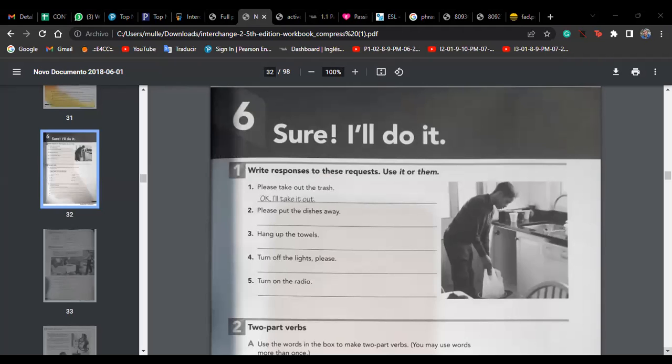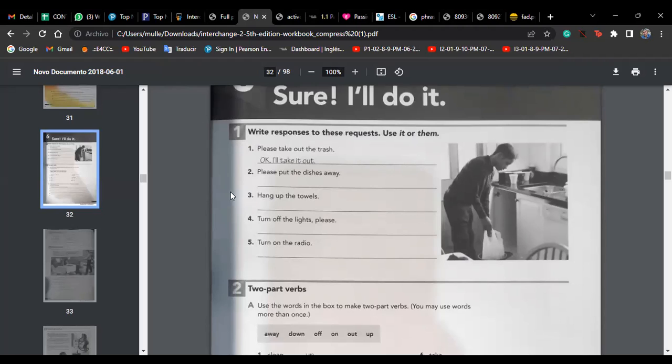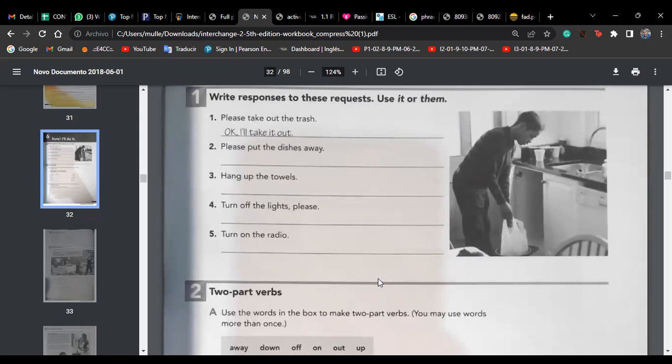Over here it says, please take out the trash. And it says, okay, I will take it out. Over here I would say, please put the dishes away. So you need to answer, okay, I will put the dishes away. I will give you 3 minutes so you can complete the 5 sentences. Let me share the picture over here in WhatsApp so you can have the exercise. Okay, there you go.